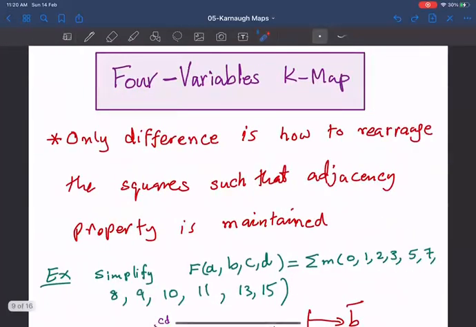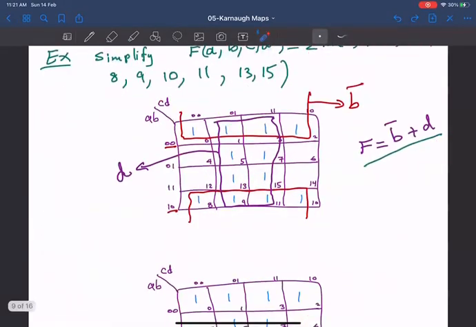4 variables K-map. Okay, 4 variables K-map. Now, believe it or not, it is the same concept. The only difference is the ordering of the cells or squares inside the K-map, in order to maintain adjacency. So this is how the K-map is drawn here.